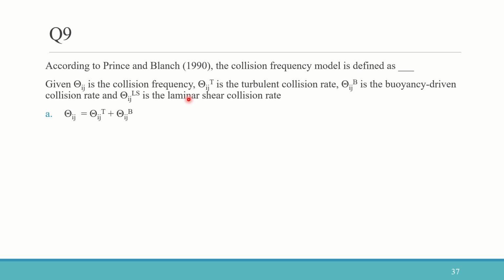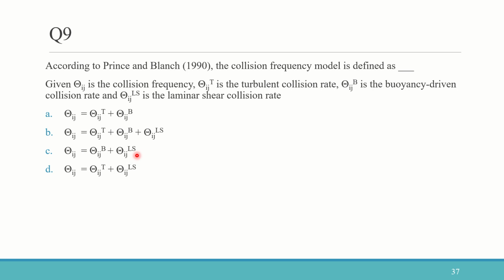Option A, theta ij is equal to theta ijt plus theta ijb. Option B, theta ij is equal to theta ijt plus theta ijb plus theta ijls. Option C, theta ij is equal to theta ijb plus theta ijls. Option D, theta ij is equal to theta ijt plus theta ijls.